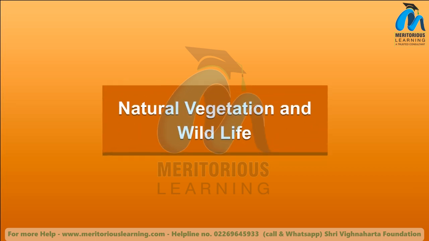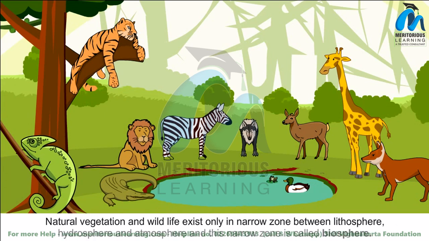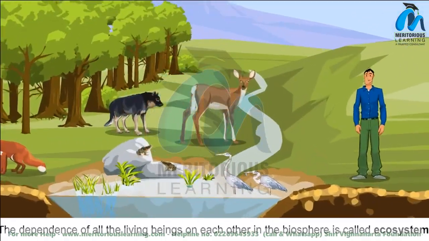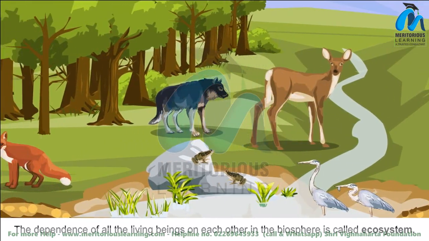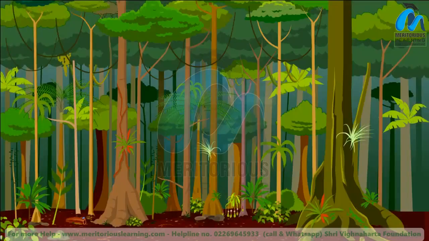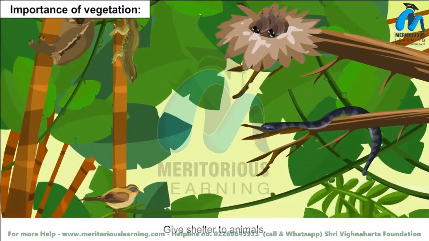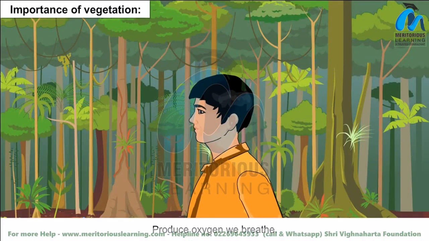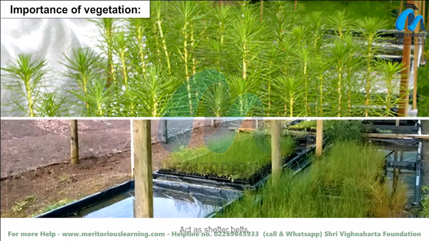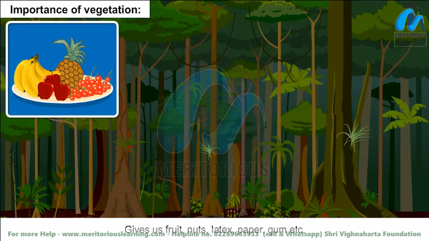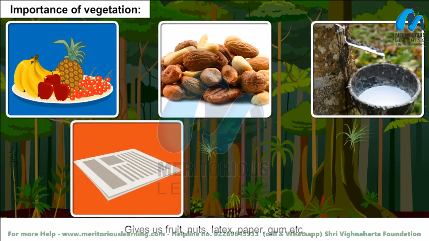Natural vegetation and wildlife. Natural vegetation and wildlife exist only in a narrow zone between lithosphere, hydrosphere and atmosphere, and this narrow zone is called biosphere. The dependence of all the living beings on each other in the biosphere is called ecosystem. Importance of vegetation: plants provide us timber, give shelter to animals, produce oxygen we breathe, protect soil, act as shelter belts, help storage of underground water, give us fruit, nuts, latex, paper, gum, etc.